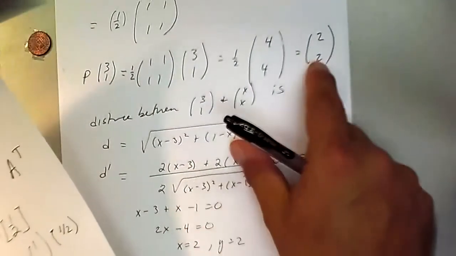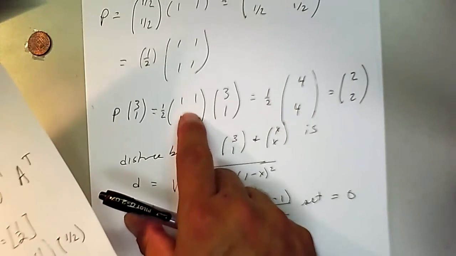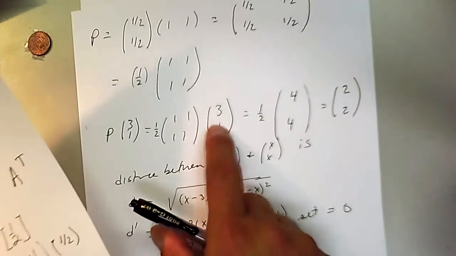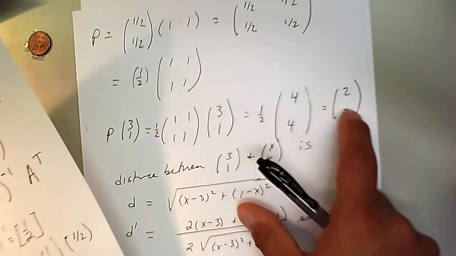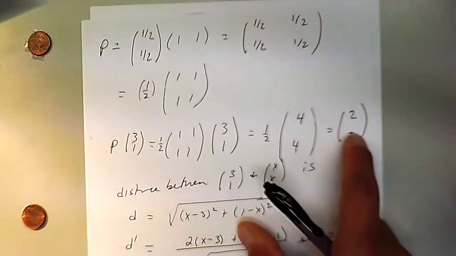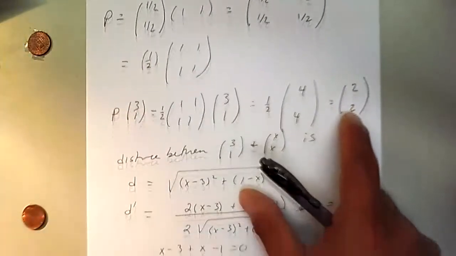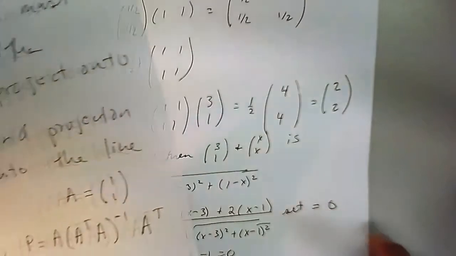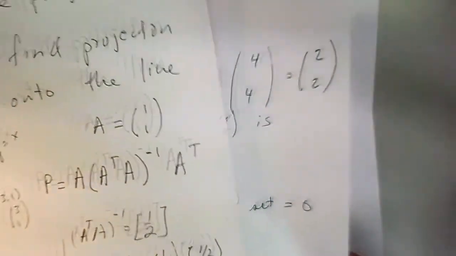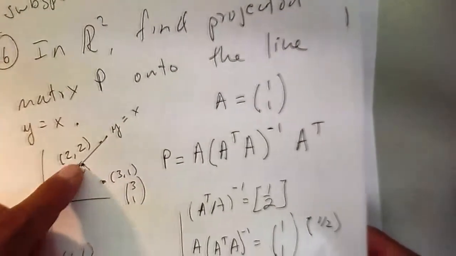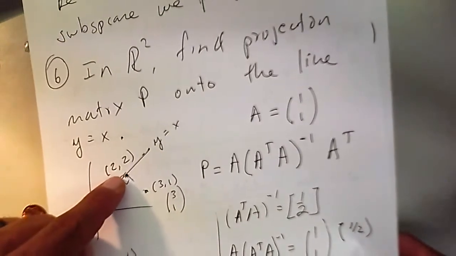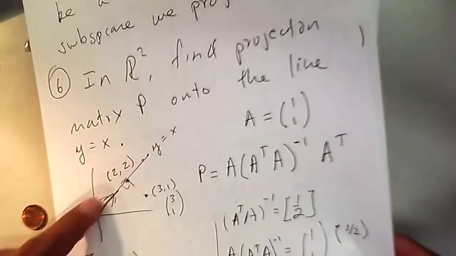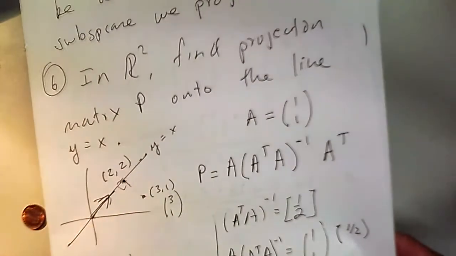The answer we got from multiplying this matrix with this point will give us the closest one, which is, in my opinion, amazing. I mean, we don't have to do calculus. I did the calculus just to double check, and it does work. This is amazing. So 2 is the point with the shortest distance between a point on the line here and 3,1.